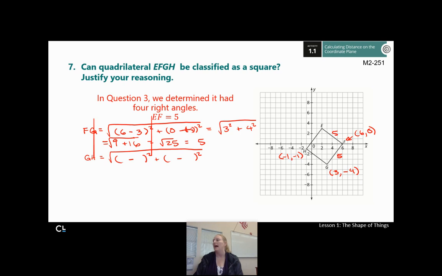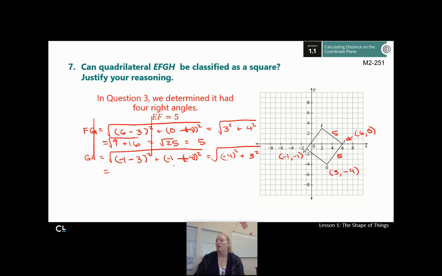So, x-coordinates. Again, it doesn't matter which one is first. I'm just going to use this guy. I'm going to do -1 minus his x-coordinate, which is 3. And then we'll do the y-coordinates. -1 is the y-coordinate for H, and -4 is the y-coordinate for G. Then we're going to clean up a bit. -1 minus 3 gives me -4, which is going to get squared in a minute. Double negative there becomes a positive. So -1 plus 4 is actually +3, which will also get squared.